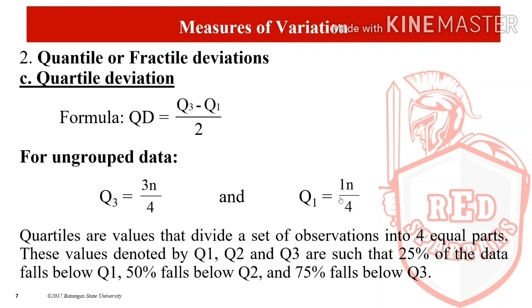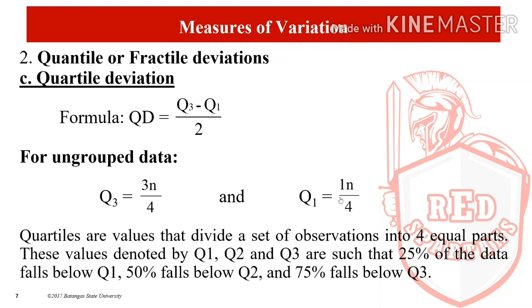Then, we have also the quartile deviation. So, for quartile deviation or QD, yung formula natin is Q3 minus Q1 over 2. Kukunin muna natin yung third and first quartile para makuha natin yung quartile deviation. So, for ungrouped data, yung formula natin para makuha yung Q3 is equal to 3n over 4. And for Q1, equal to 1n over 4.